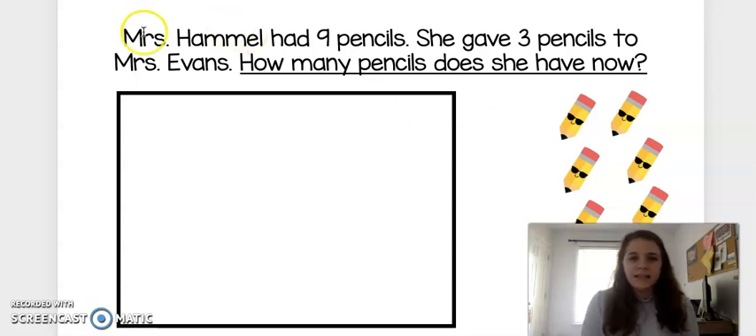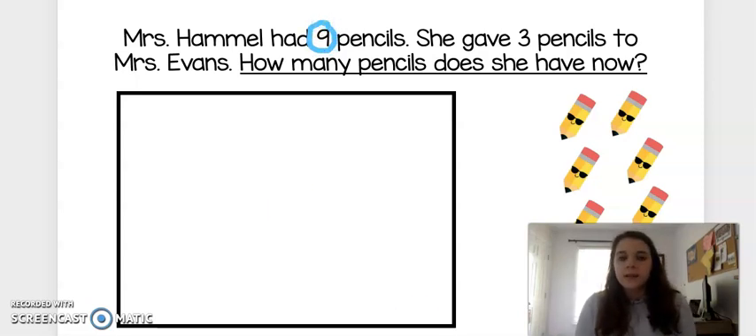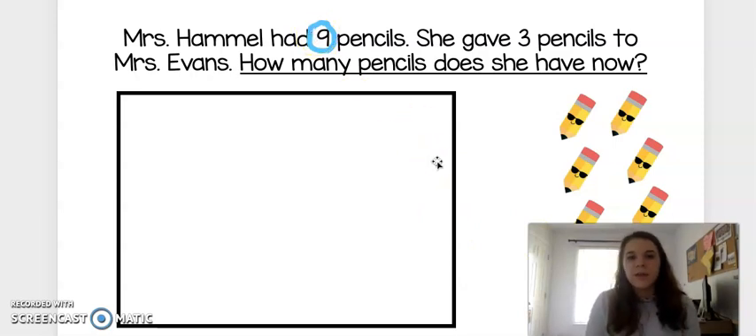Now, let's read some more. Mrs. Hamill had 9 pencils. That's how many pencils I had to start. So this 9 right here, that's an important number because that's how many I started with. So I am going to circle this number 9 because I know that 9 is an important number. So that'll help me remember how many pencils I started with.